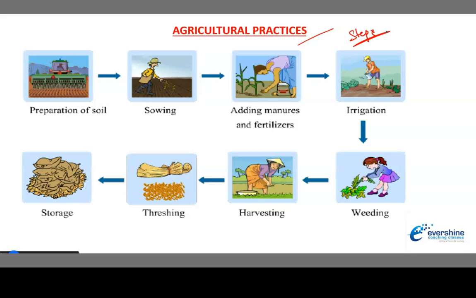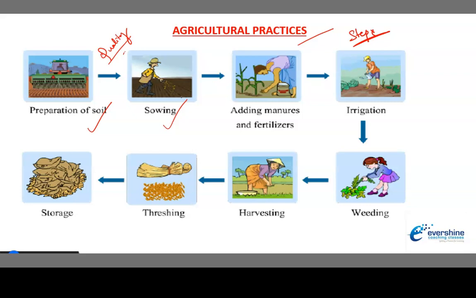The first step, number one, is preparation of soil. First he will prepare the soil and then he will select good quality seeds. After preparing the soil, he selects good quality seeds. During this time, he will select what should be the quality of my crop. After he selects the quality, then he starts sowing the seeds. After sowing the seeds, what does he do?